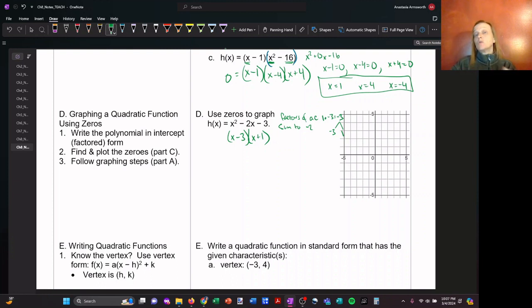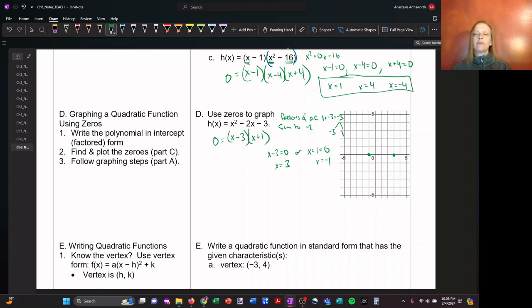I want to use the zeros to help me graph. I want to use those x-intercepts to help me graph the parabola. So I'm going to set my polynomial equal to 0, and that's going to help me find the zeros. Either x minus 3 equals 0 or x plus 1 equals 0. So either x equals positive 3 or x equals negative 1. And so I'll go ahead and plot those zeros, either x equals negative 1 or x equals positive 3.